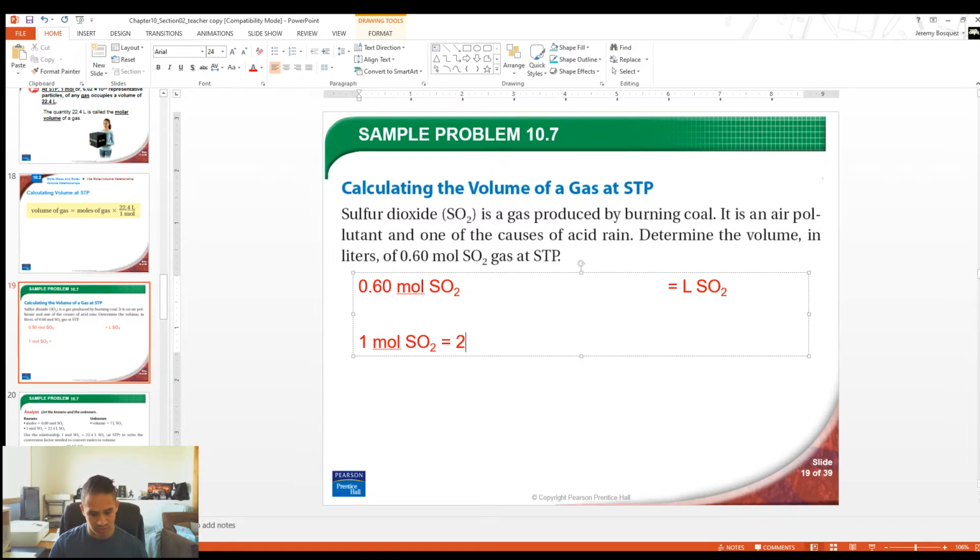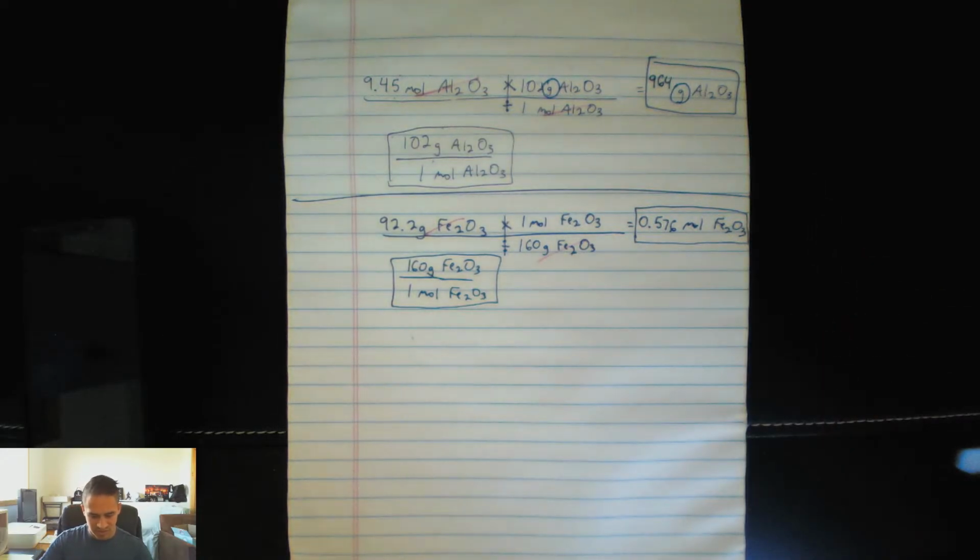gas is going to be equal to 22.4 liters of SO2. Okay, so 1 mole of this gas will be 22.4 liters of this gas because it's at standard temperature and pressure. And we do not have 1 mole, we only have 0.6 moles. So we're not going to have 22.4 liters, we're going to have less than that, right? But we can calculate it. So let's switch to our paper again, and let's just do this math out.